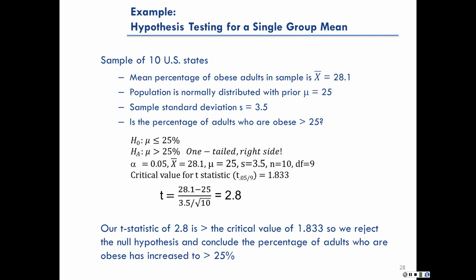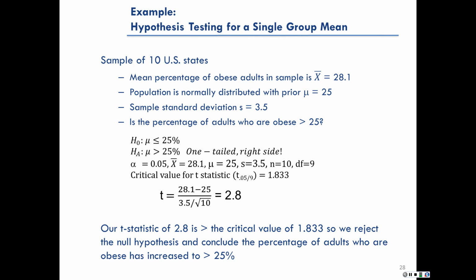So walking through an example, we have the 10 US states with a percentage of obese adults in the sample of 28.1. The population has a prior mean of 25, and our sample standard deviation is 3.5. And so we want to know, is the percentage of adults who are obese greater than 25? Has the population mean changed? So this is a one-tailed, right-sided alternate hypothesis that the population mean is greater than 25%.